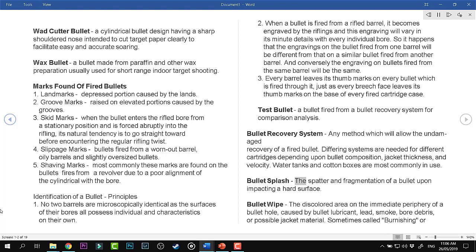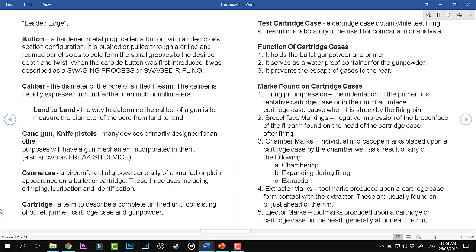Bullet splash, the spatter and fragmentation of a bullet upon impacting a hard surface. Bullet wipe, the discolored area on the immediate periphery of a bullet hole, caused by bullet lubricant, lead, smoke, bore debris, or possible jacket material. Sometimes called burnishing or leaded edge.